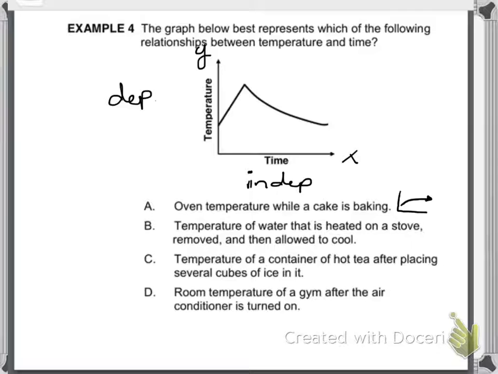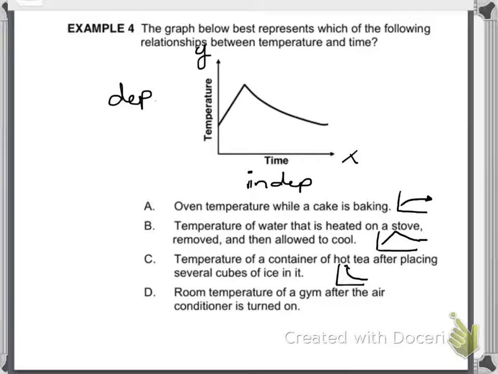Then we have the temperature of water that is heated on a stove and then removed from the stove and allowed to cool. So the water is going to get hot. It's heated, usually pretty steadily, and then it's going to cool off, and eventually it'll level out at room temperature. The third graph, we have the temperature of a container of hot tea after we put ice in it. Again, if it's hot, its temperature starts high, and putting ice in it cools it off, so it's going to be going down.